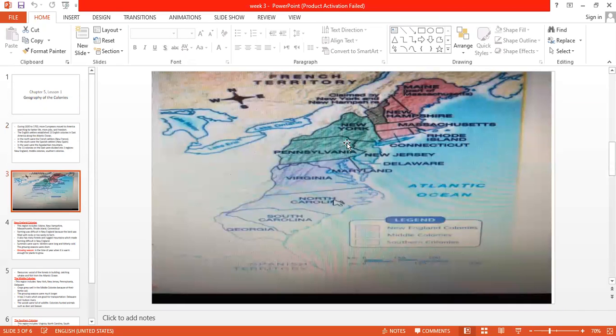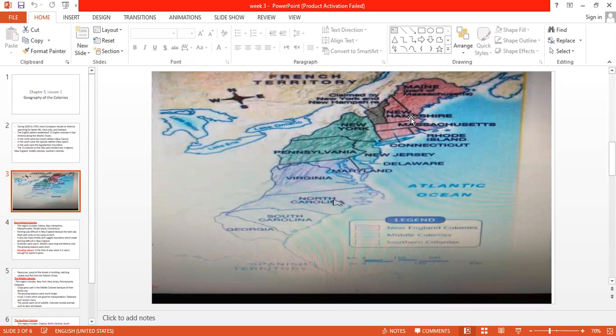Look at the map. This is the east of America, north, south, east, west. They took all the east of America and they established 13 colonies. How many colonies did they establish? 13 colonies. And they divided these 13 colonies into three regions. Into three what regions? This is the north region, this is the middle, and this is the southern region.